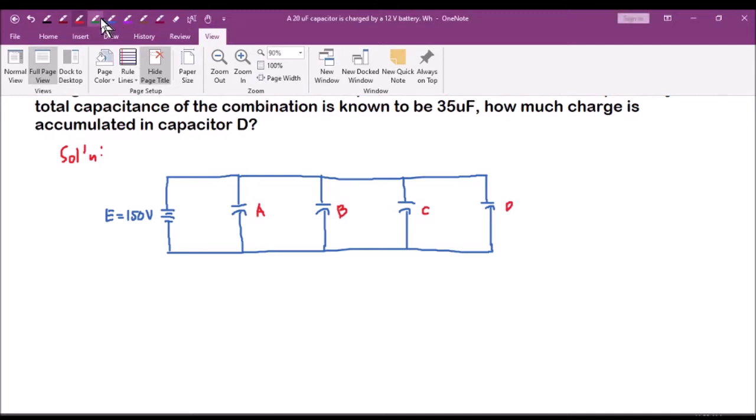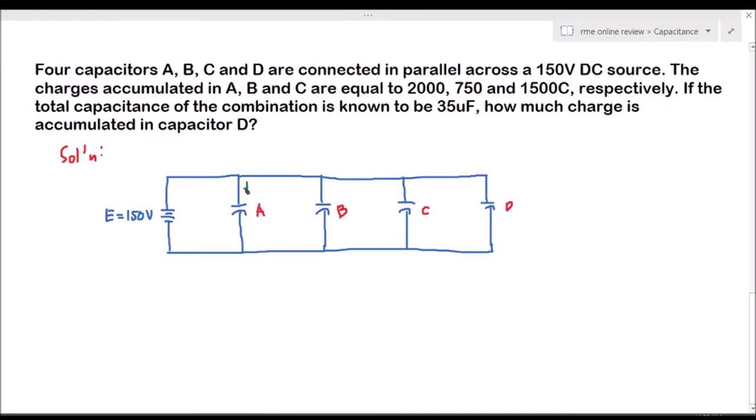Then the charge flowing, so let's put it in green. The charge flowing in A, so this is QA, is equal to 2000 coulomb. The charge flowing in B is equal to 750 coulomb. And the charge flowing in C is equal to 1500 coulomb. And in D, that is what we are going to solve. So the D is unknown.